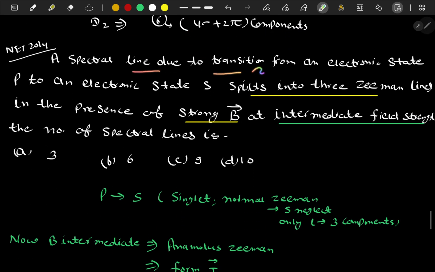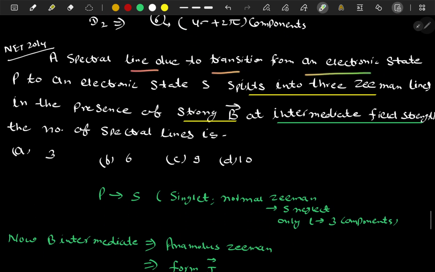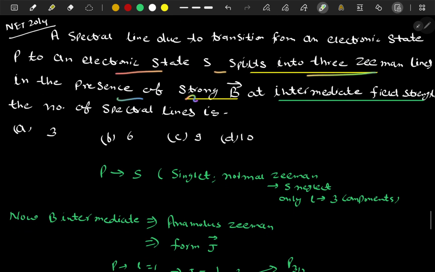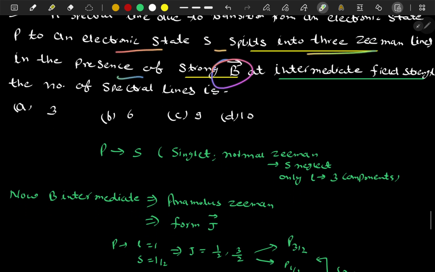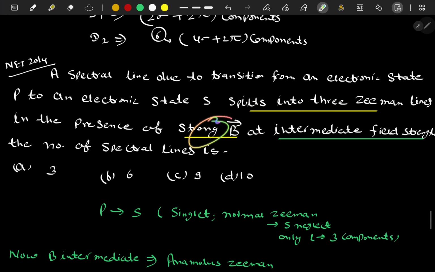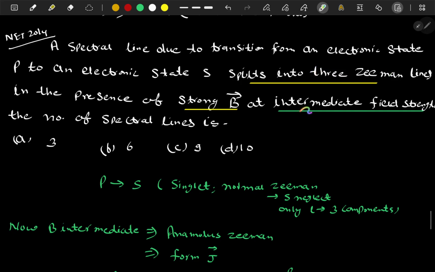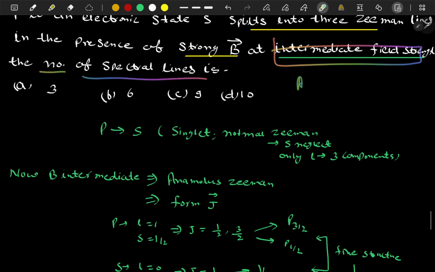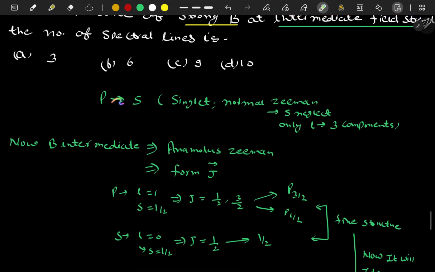Now, a spectral line due to transition from an electronic state P to an electronic state S splits into 3 Zeeman lines in the presence of strong B. Strong B means normal Zeeman effect. So in the normal Zeeman condition, splitting into three components is given to us. But when intermediate field strength B is applied, that is the inverse Zeeman effect condition, the question asks how many spectral lines will be there.